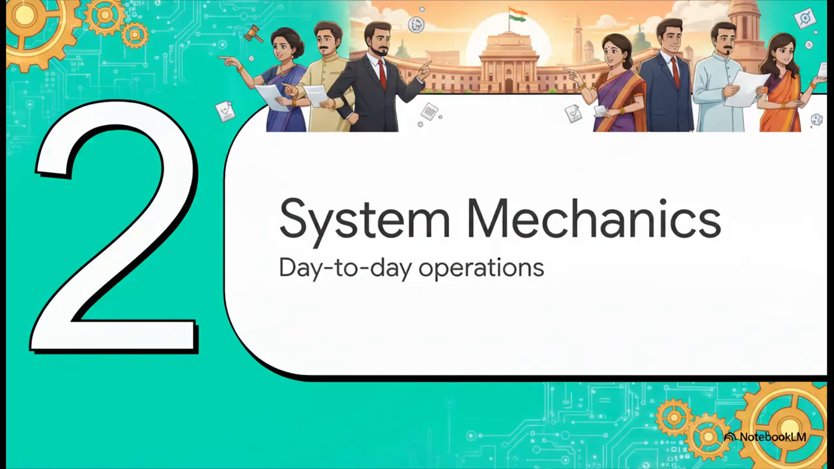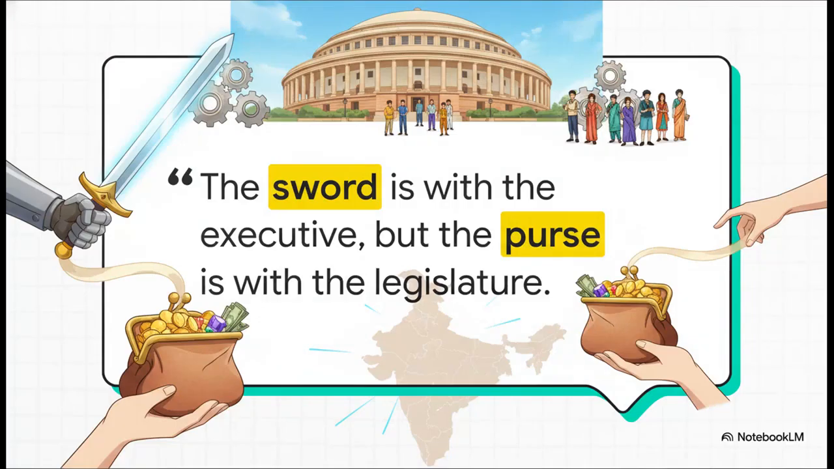Moving on to Section 2, Mechanics of the Parliamentary System. Political scientists have this brilliant way of explaining the power dynamic here. They often say, the sword of the administration is with the executive, but the purse of the administration is with the legislature. It perfectly illustrates how the Prime Minister's cabinet has the sword to execute laws and actually run the administration, but they can't do anything. They can't move an inch without the Parliament handing them the purse of resources, money, and approval. They are fundamentally tied together.